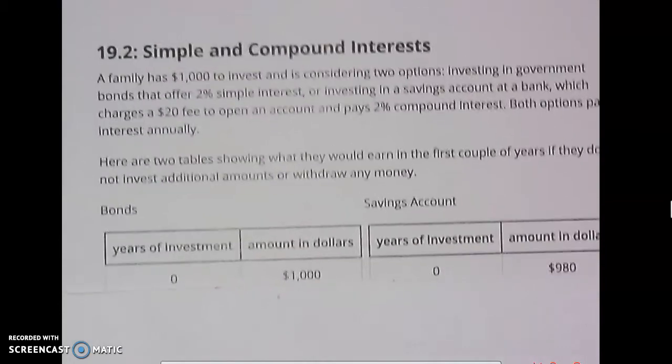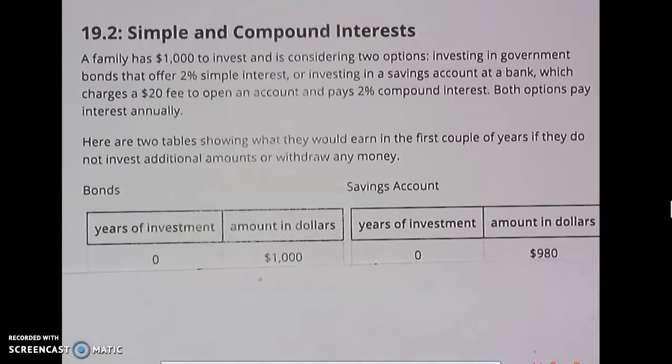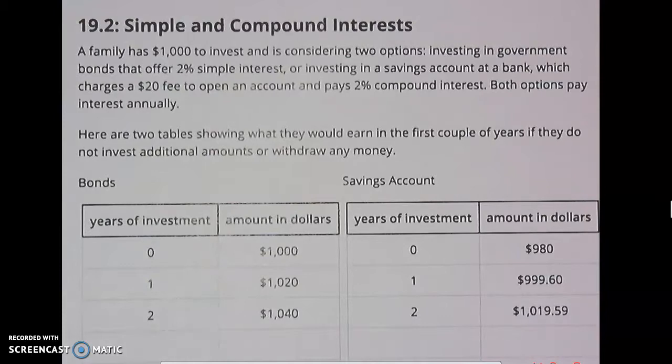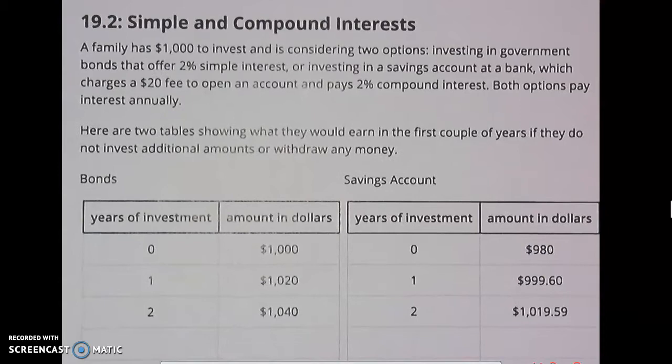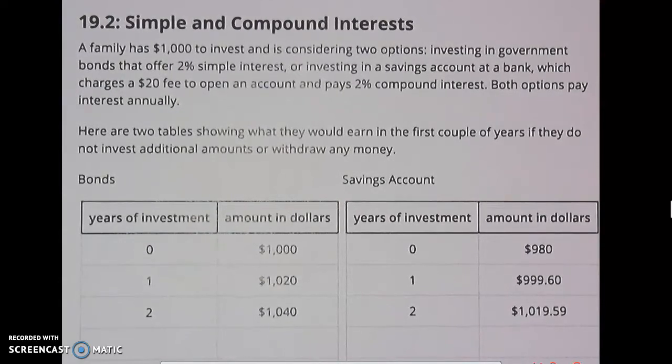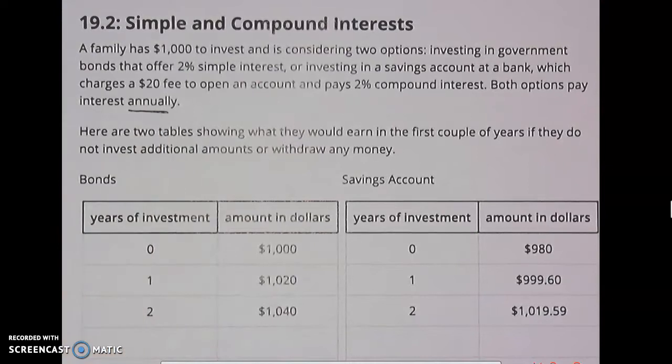Okay, let's take a look here at simple and compound interest. So we have this information. A family has $1,000 to invest and is considering 2 options. We can invest it in government bonds that offer 2% simple interest, or in a savings account at a bank, which charges a $20 fee to open an account and pays 2% compound interest. Both options pay interest annually. Okay, so it's important to know that we're annual.